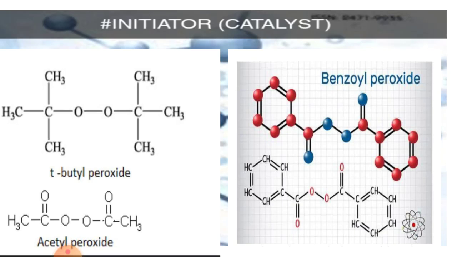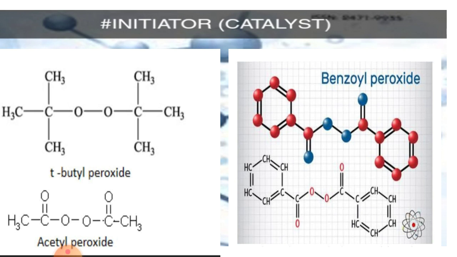These are the names of the initiators, that is catalysts, which are used in addition polymerization or free radical polymerization or chain growth polymerization process. Tertiary butyl peroxide. In the structure you see tertiary butyl is there, 1, 2, 3, 4. 1, 2, 3, 4. Tertiary butyl and peroxide is there. Fine. This is your tertiary butyl peroxide.